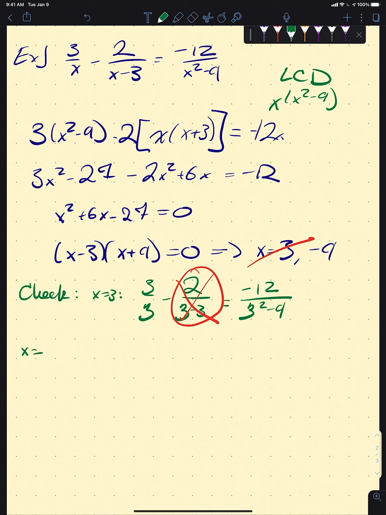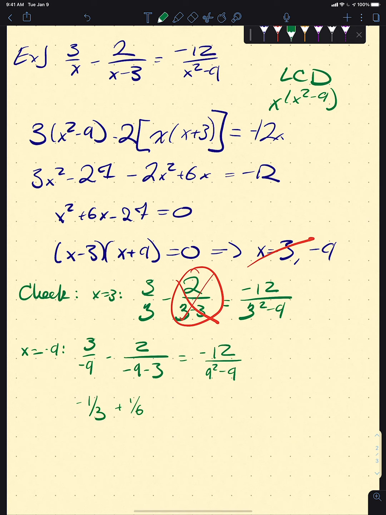Now let's try x equals negative 9. See if that one works. Looks like we have 3 over negative 9 minus 2 over minus 9 minus 3 equals negative 12 over 9 squared minus 9. Over on the left-hand side here, this looks like it's going to be minus 1/3 plus 1/6, which is going to be negative 1 over 6. And on the right here, looks like we're going to get negative 12 over 72, which indeed also is negative 1 divided by 6.